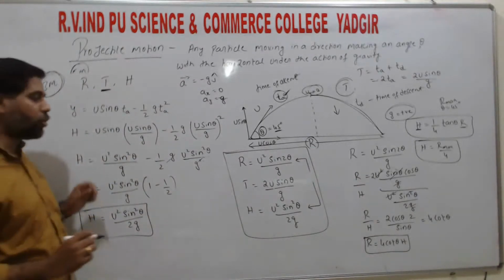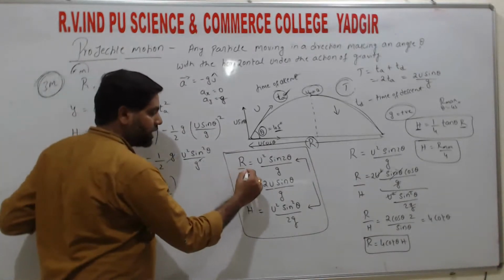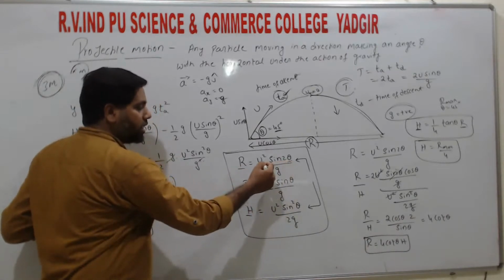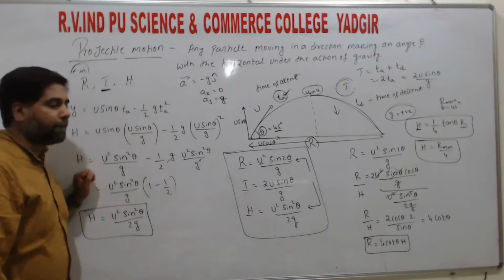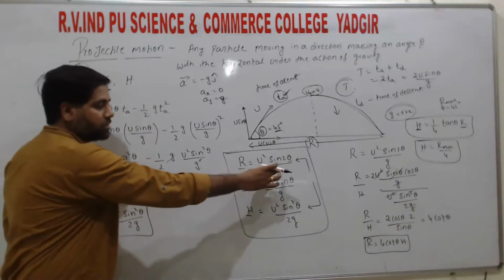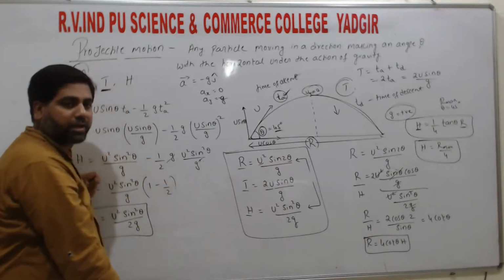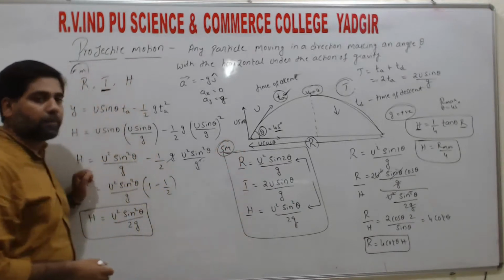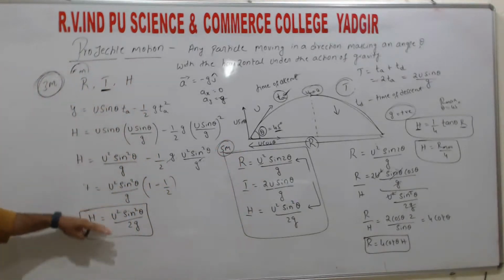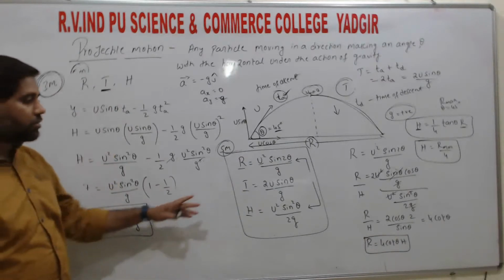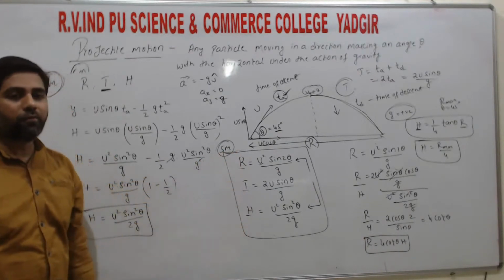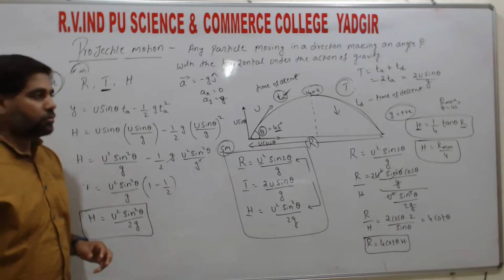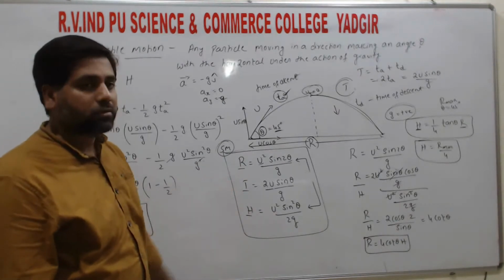For 5 marks, they directly ask to find the range, time and height, where the angle theta and u are given, right? If you know the formulas, it is just substitution and simplification. So in the board exam, simple derivations are asked for 3 marks, along with problems for 5 marks, right? So in the next class we will solve problems, right? Thank you.